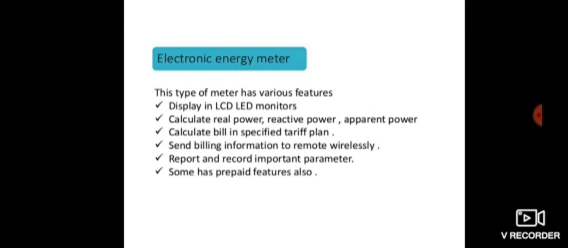This type of meter has various features: display on LCD or LED monitors, calculation of real power, reactive power and apparent power, calculation of the bill in a specified tariff plan, sending billing information to a remote location wirelessly, and reporting and recording important parameters. Some also have prepaid features.